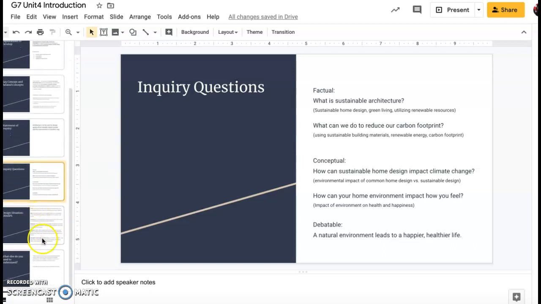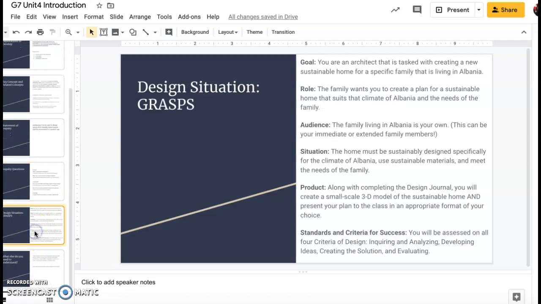So now going over what you will actually be doing in the unit, the project you'll be asked to create. We have a GRASP design situation. Your goal in this unit is that you are an architect tasked with creating a new sustainable home for a specific family that is living in Albania. The role is that the family wants you to create a plan for a sustainable home that suits the climate of Albania and the needs of the family. And your audience will be your family, or your family living in Albania.